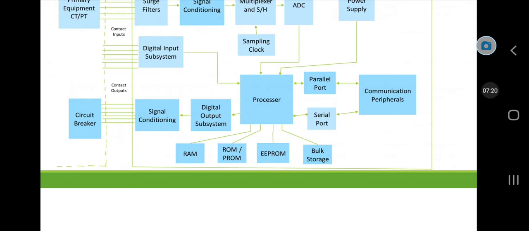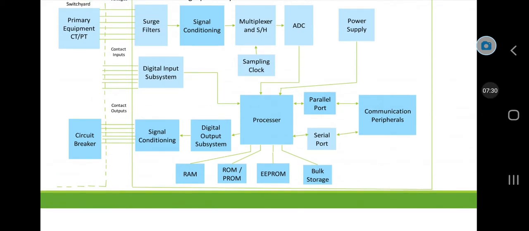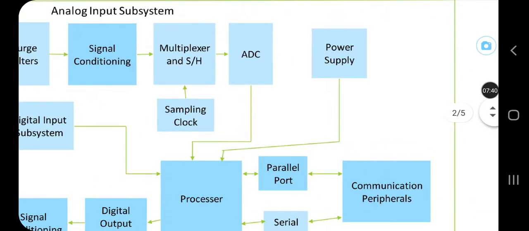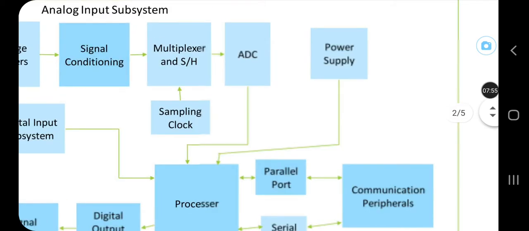Next, digital output subsystem. The digital output subsystem is used to give trip signals, alarms, and control signals to the external system. Power supply: the relay has to be operative even if the station supply is not available. So, uninterrupted DC supply is provided to the numerical relay by means of battery charger sets.